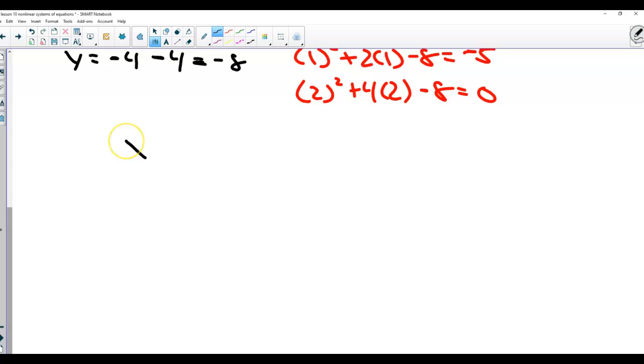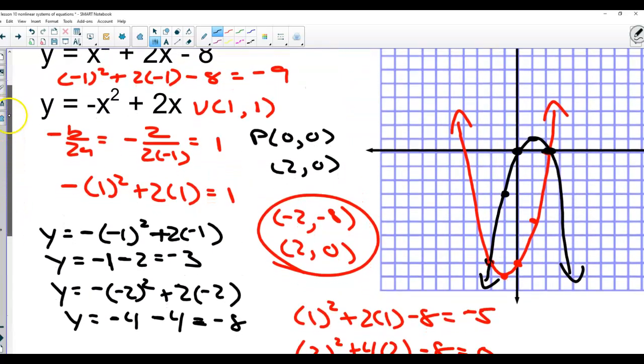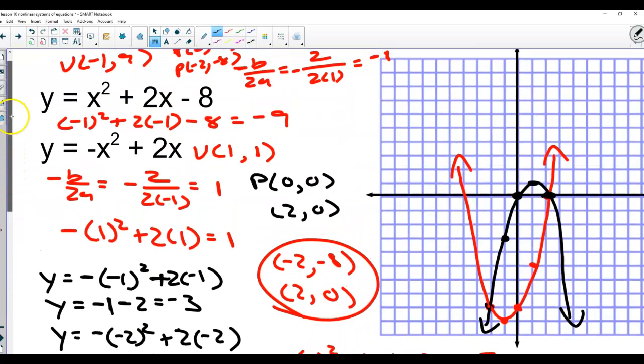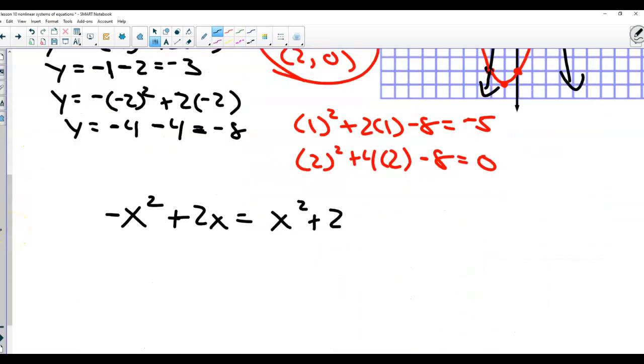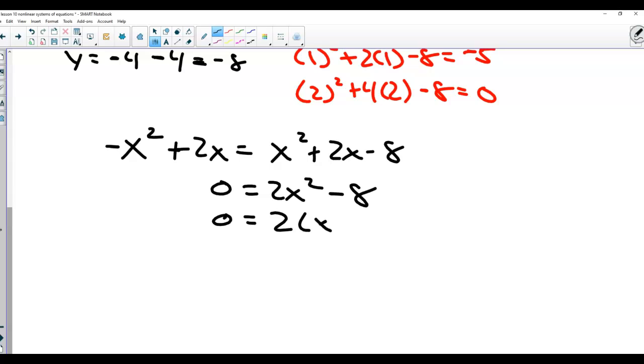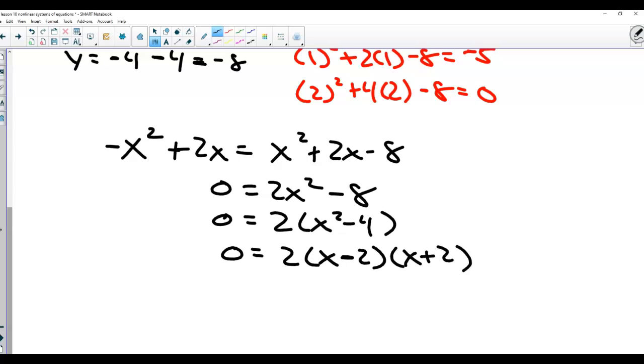The algebraic version is this. -x squared plus 2x equals x squared plus 2x minus 8. And watch what happens. I'm going to add x squared to both sides and get 2x squared. Subtract 2x on both sides. I get 0, and then I have my minus 8. If I were to take a 2 out, I'm left with x squared minus 4, which is the difference of two squares. That factors to x minus 2, x plus 2. So my answers are going to be x equals 2 or negative 2.